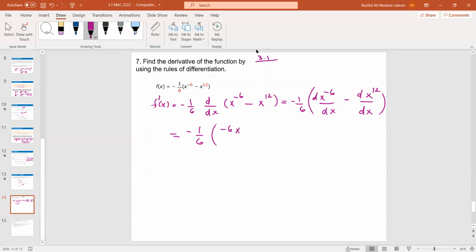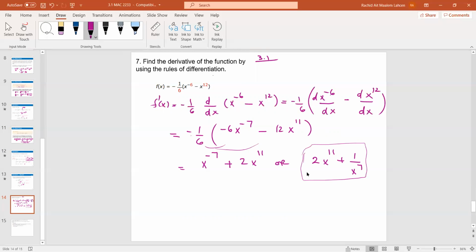That's a power rule. Negative 6 minus 1 would be negative 7, and that's a 12x to the negative 7. Then now this can be distributed inside. It gives us 6 over 6, so x to the 11, and that gives us positive 12 divided by 6, which is a 2. All right, so this is that, or 2x to the 11 plus 1 over x to the 7. So if we want to rewrite without any negative exponents, we take that one.